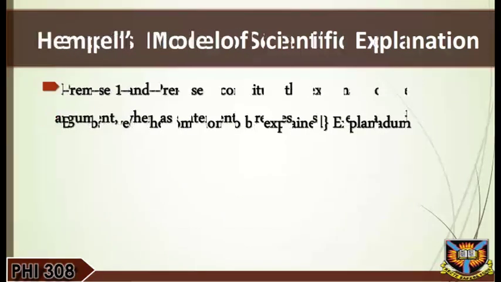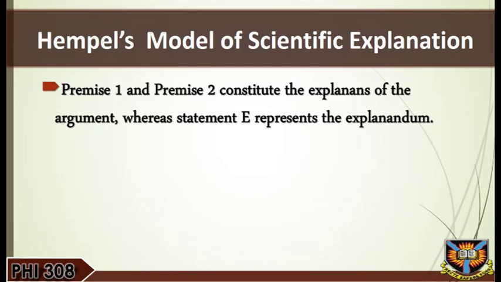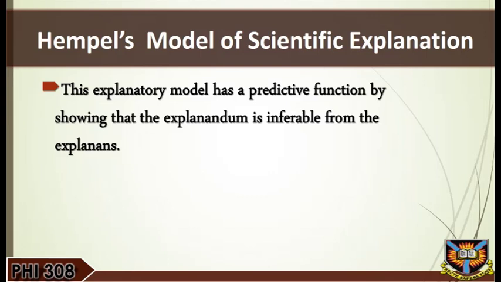Explanandum. In the above schema, premise 1 and premise 2 constitute the explanans of the argument, whereas statement E represents the explanandum. This explanatory model has a predictive function by showing that the explanandum is inferable from the explanans. Thus, we can predict that if similar antecedent conditions described in the explanans should prevail in the near future, then a phenomenon of the same sort described in the explanandum would occur, given that the general law cited in the explanans still holds.